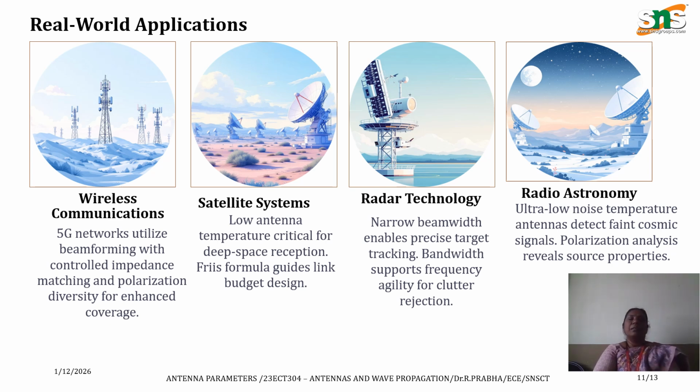Low antenna temperature is critical for deep space reception, and here the Friis transmission formula guides link budget design. Next is radar technology. Narrow beamwidth enables precise target tracking, and here we also need bandwidth support for frequency agility. In radio astronomy also, these parameters are useful because we always prefer ultra low noise temperature antennas.